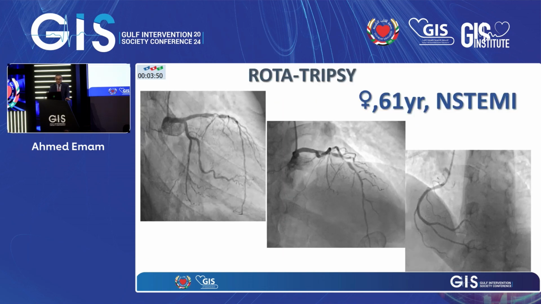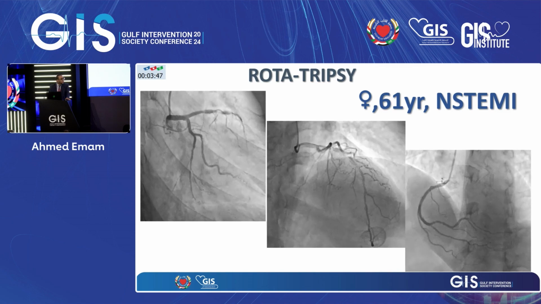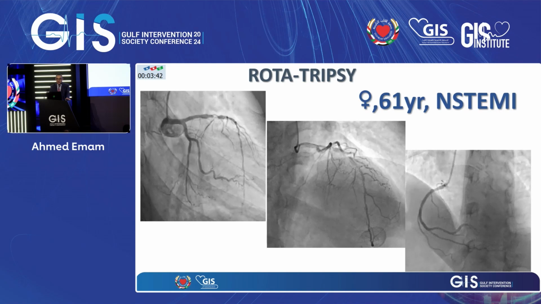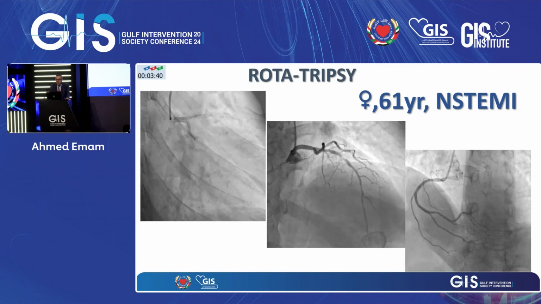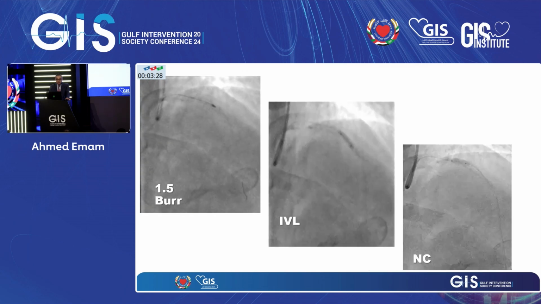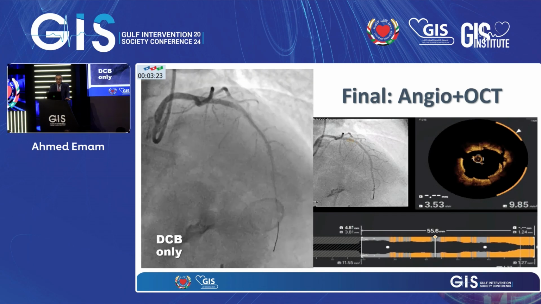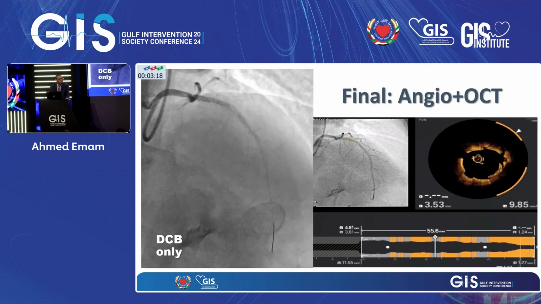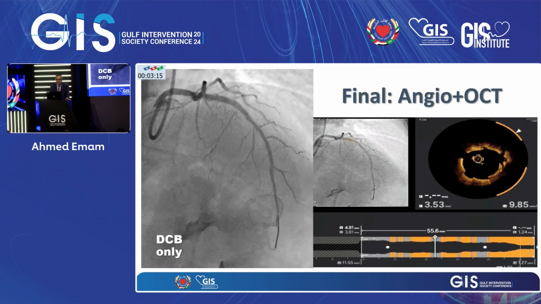This is another case done last week by me and Dr. Musa. As you can see here, there is a tough lesion in the LAD. The RCA is normal. So we used a 1.5 balloon and created a track for the OCT and IVUS. Again, here we did the ablation, IVL, NC balloon, and this is the final result. We used only a drug-coated balloon. In this case, we didn't put a stent in the lesion.